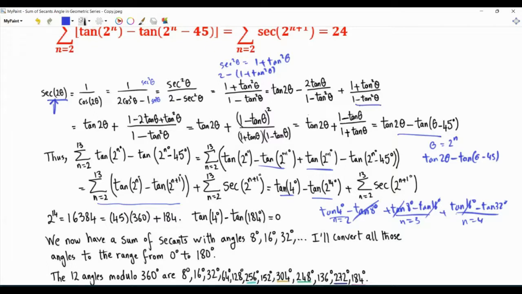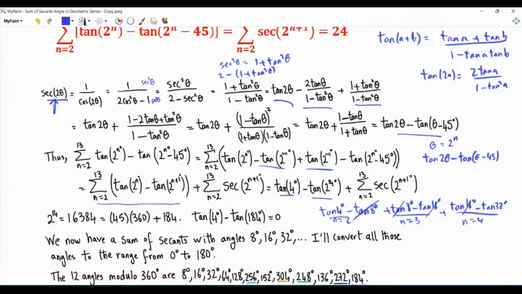Now to this term here, we add and subtract tan 2 theta. So recall that tan of a plus b is equal to tan a plus tan b over 1 minus tan a tan b. And if b is equal to a, then tan 2a is tan a plus tan a, that's double tan a, over 1 minus tan squared a. So here again we inserted tan 2 theta and then minus tan 2 theta, but now written as 2 tan theta over 1 minus tan squared theta.